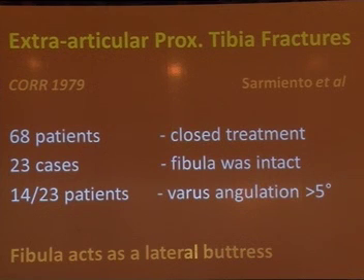When you see the literature, way back in 1979, Sarmiento treated 68 patients of this type, purely extra-articular proximal tibia fractures, with closed treatment, and there were a lot of complications. Angulation of more than 5 degrees occurred in almost 14 of 23 patients with an intact fibula. So that means the fibula was blamed. The fibula acts as a lateral buttress. On starting weight bearing, it drifts into varus. So that's why closed treatment has failed frequently.